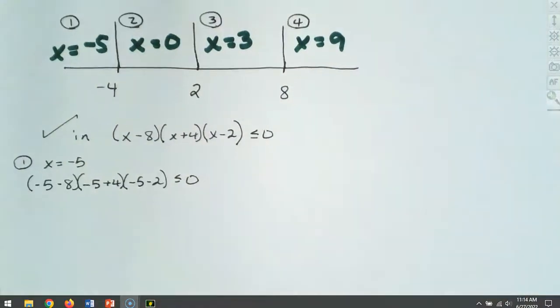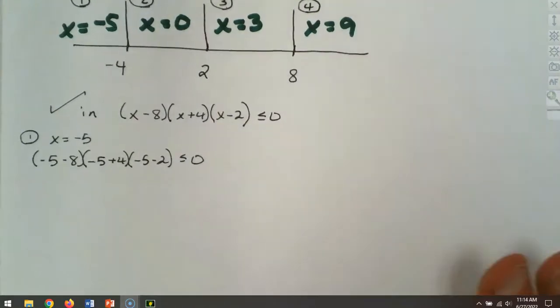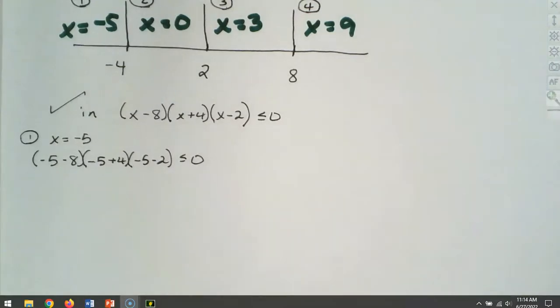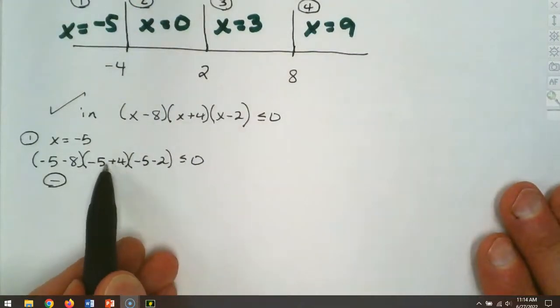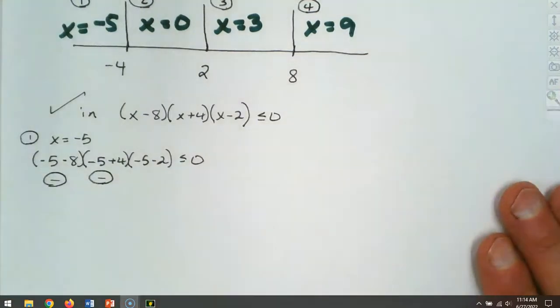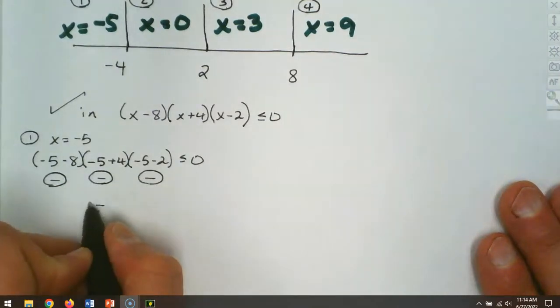And we're going to see if this is true or false. So we plug each number back in, and then we label it with a T or an F, depending upon what it is. Now, we really don't have to come up with the actual number. All we care about is the sign, because we're looking to make sure that these numbers are less than 0. That's going to make it true. So minus 8 minus 5 is negative. Minus 5 plus 4 is a negative 1, so it's negative. Minus 5 minus 2 is negative. 3 negatives make a negative.